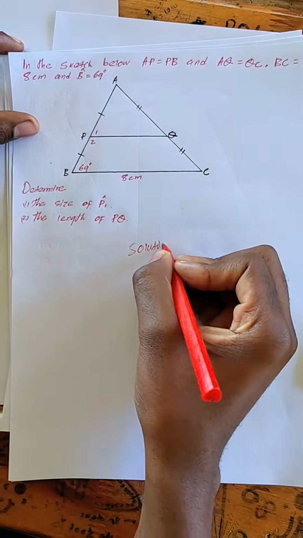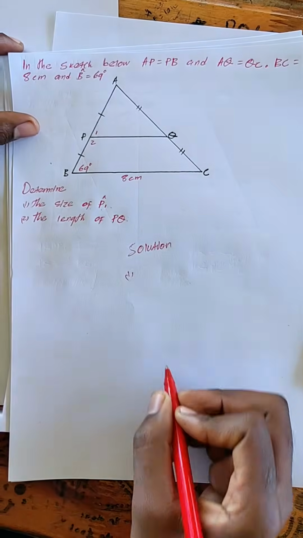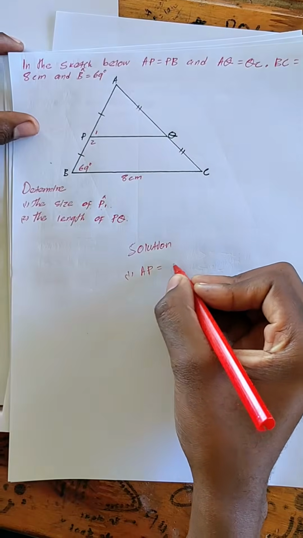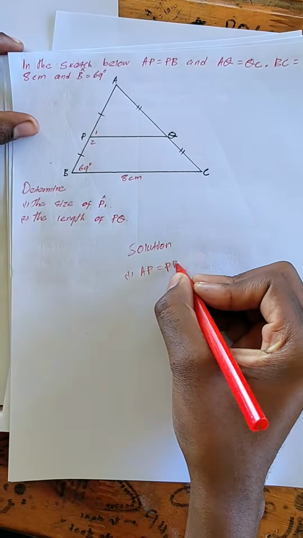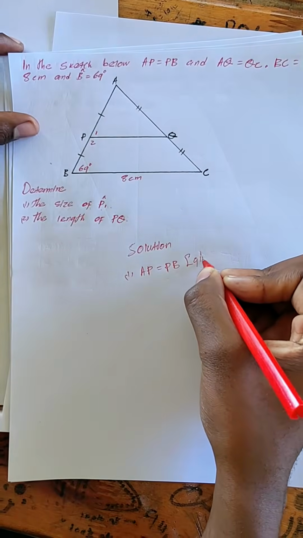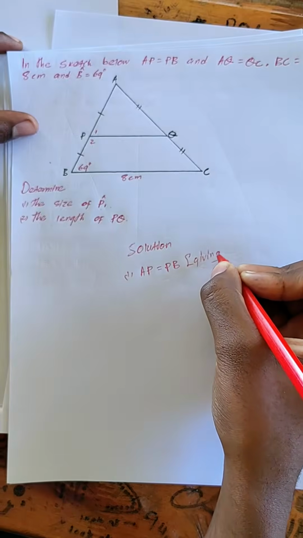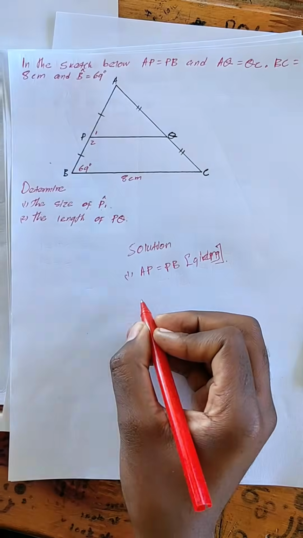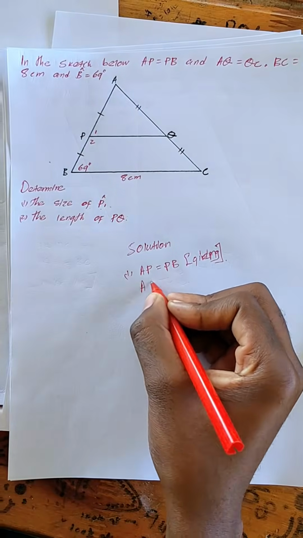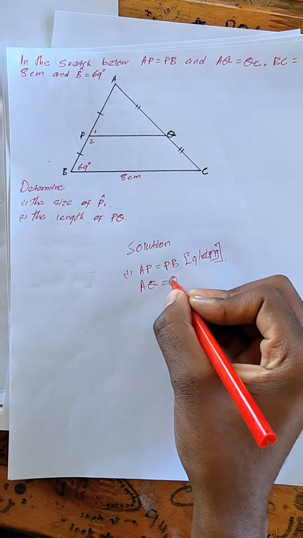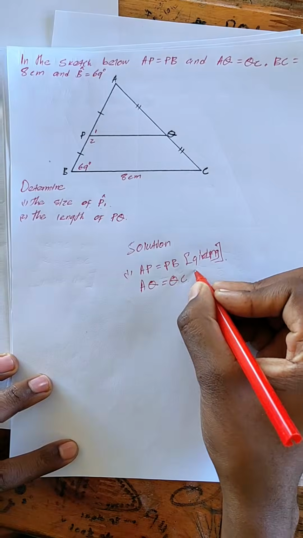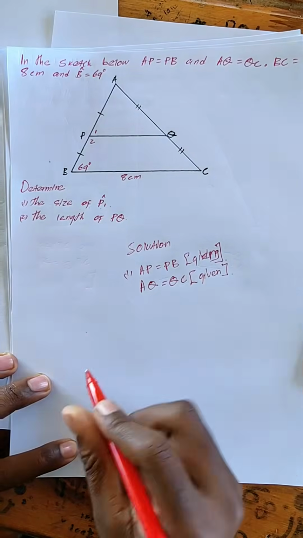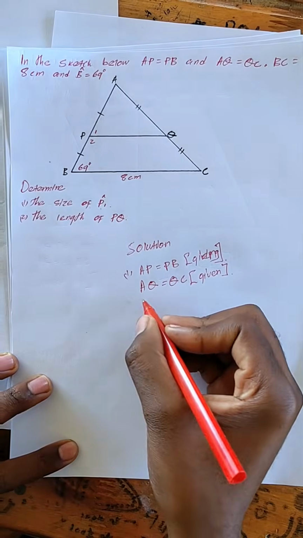Let's have the solution. Number one. So we can say AP equals PB. This is given. And then also AQ equals QC. This is also given. Then what conclusion can we draw from this?